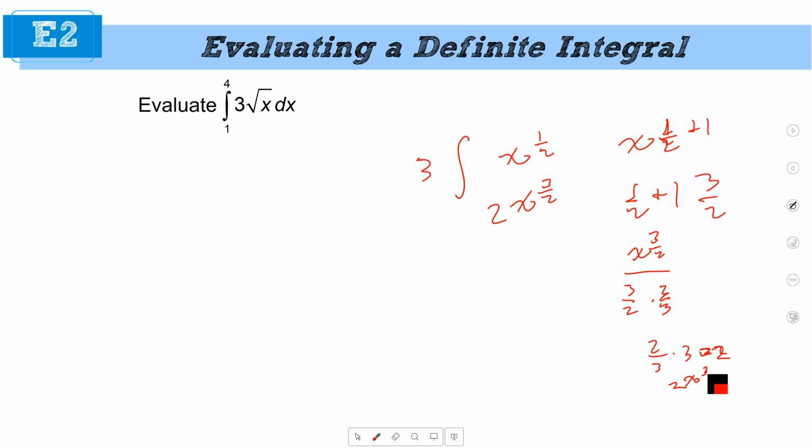2x to the 3/2 over 3. Okay, I can't really write on this board. To be honest, we don't need to see all that. All right, I was just explaining how I got there. Okay, that's cool. All right, go ahead. And then you plug in 4, which gets 16 over 3, and then subtract 2, and you get 14. Questions? Let's give it up.